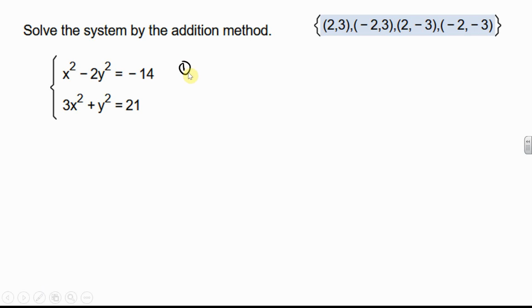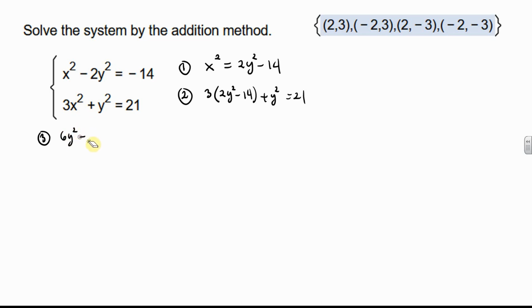So step number 1, I'm going to take that first x squared and just get it by itself. x squared is equal to 2y squared minus 14. And then I'm going to substitute, replace this x squared in that second equation with this expression. So this is 3 times x squared, which is 2y squared minus 14, plus y squared is equal to 21. Here, solve for the common variable. So this is 6y squared minus 42, plus y squared is equal to 21.